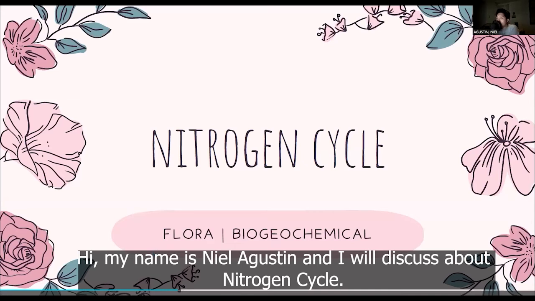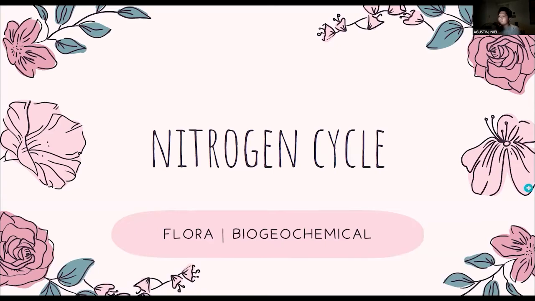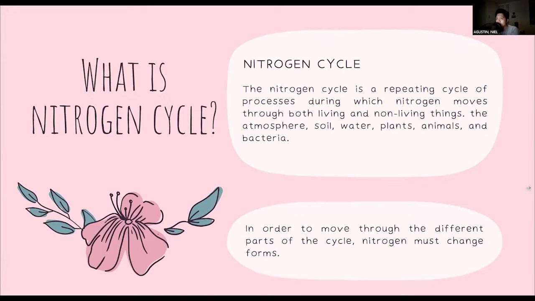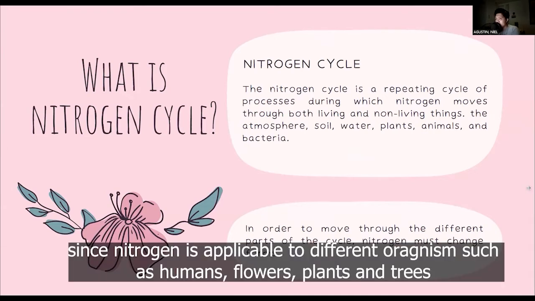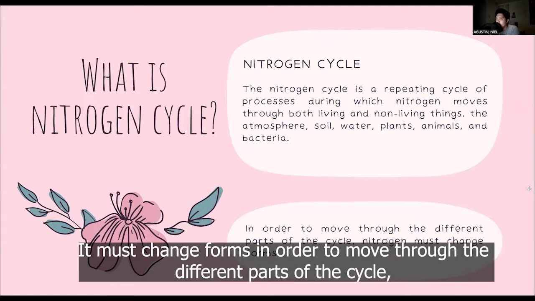Hi, my name is Neil Augustine, and I will discuss the nitrogen cycle. First, what is a nitrogen cycle? The nitrogen cycle is a repeating cycle of processes during which nitrogen moves through both living and non-living organisms. Since nitrogen is applicable to different organisms such as humans, flowers, plants, and trees, it must change forms in order to move through the different parts of the cycle.